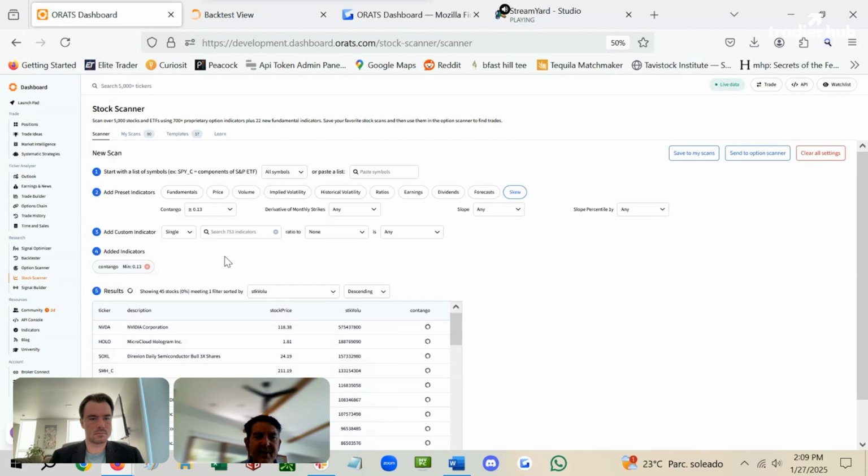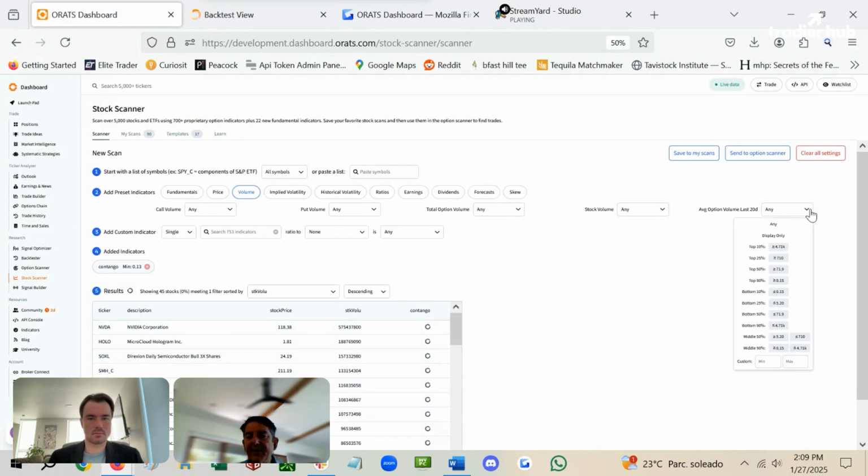You can tell that it's off a bit because the high is negative. We'll probably want to see stocks with some more volume than we're going to get here. It's not going to be as meaningful. So we'll go to volume. I like to set the average volume greater than some amount. Let's do 710.